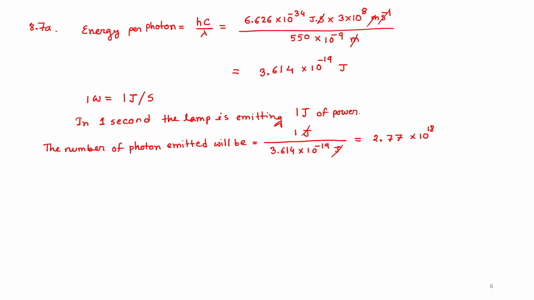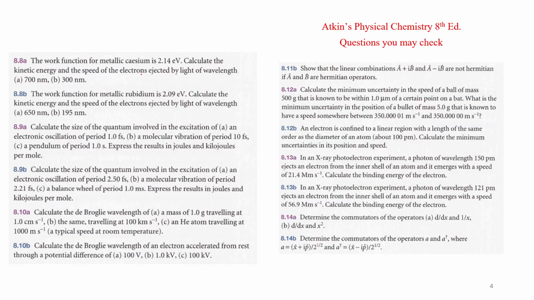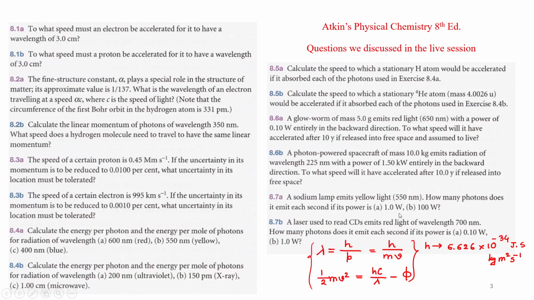Now, what about 100 watt? Can you tell me what you have to do when the power is 100 watt? So that time actually, just multiply by 100. Right, that means it is emitting 100 joules of power per second. So I'll not do that. Let us go back to the question maybe.